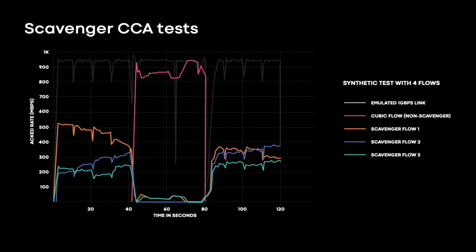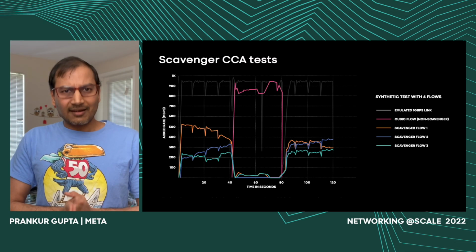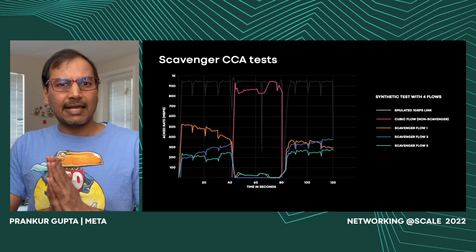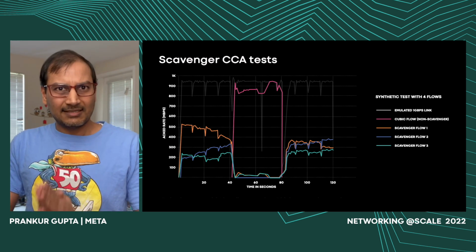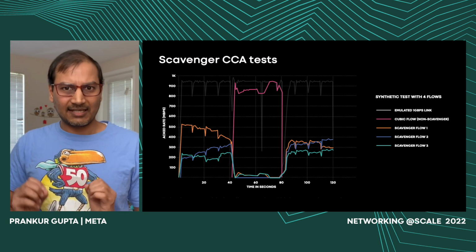At the 40th second, as soon as a non-scavenger flow starts, those three scavenger flows quickly back off and cede most of their available bandwidth to the Cubic flow. And after the 80th second, when the Cubic flow stops, they quickly ramp back up to use the available bandwidth. This graph demonstrated how our scavenger CCA worked on a synthetic test setup.